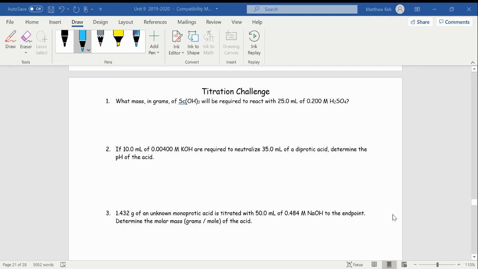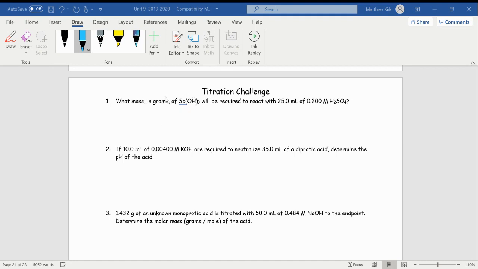Number 1 asks, what mass in grams of scandium hydroxide will be required to react with 25.0 milliliters of 0.2 molar sulfuric acid? As I read through this question, it's asking me to find the mass in grams. When I see that in a titration problem, I know I have to make a substitution on one side of MaEaVa equals MbEbVb. I'm going to plug in moles for molarity times volume, and I just need to figure out which side.